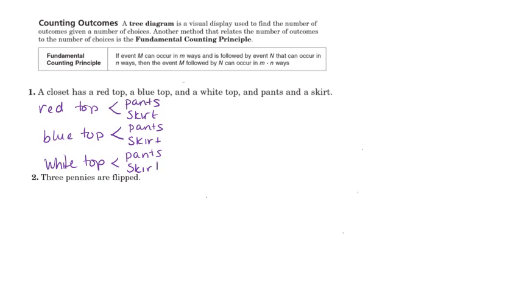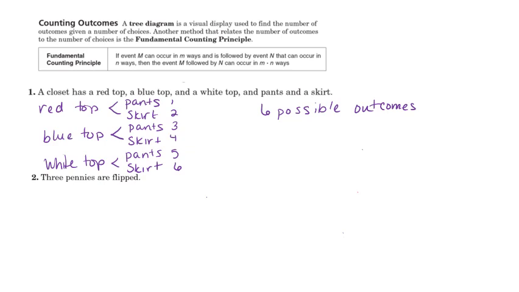So now I can go down this list and count the number of outcomes. So I have 1, 2, 3, 4, 5, 6 possible outcomes. Okay, so the red top, there's 2 choices. The blue top, there's 2 choices. And the white top, there's 2 choices. All right. Again, that's called a tree diagram.